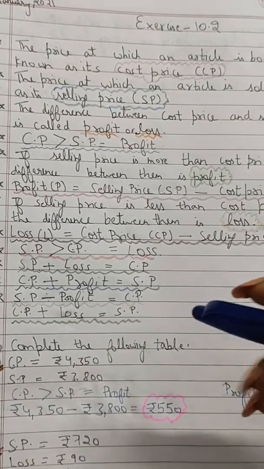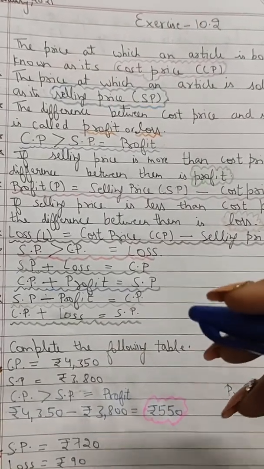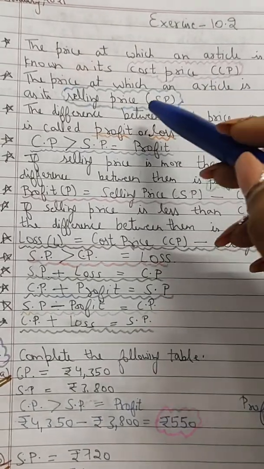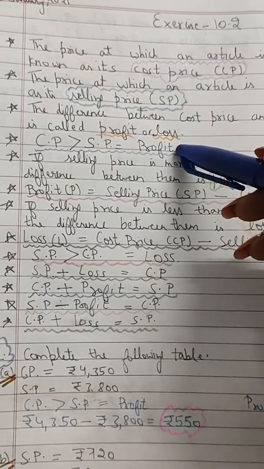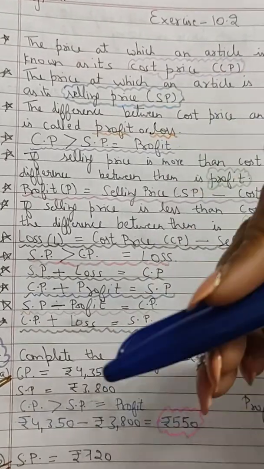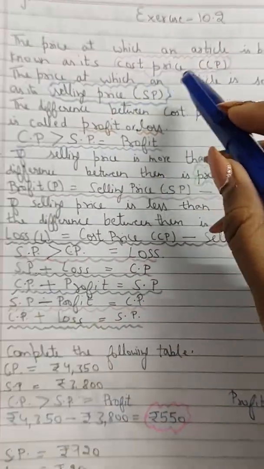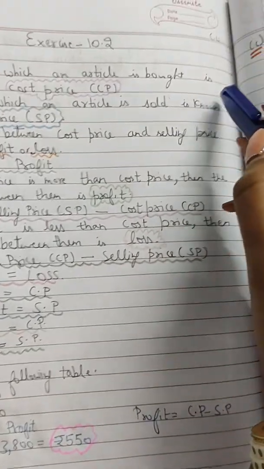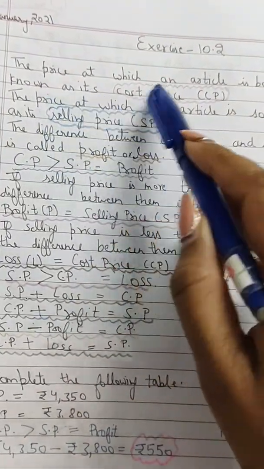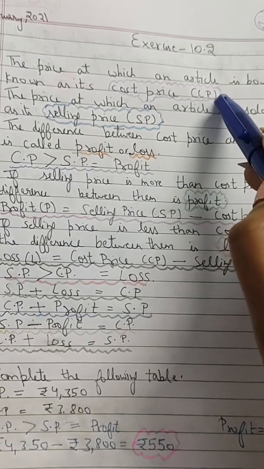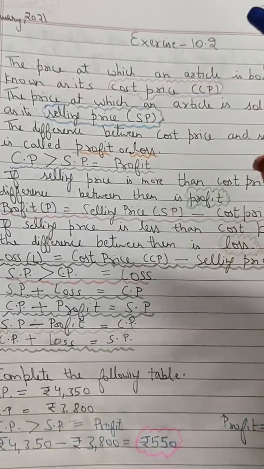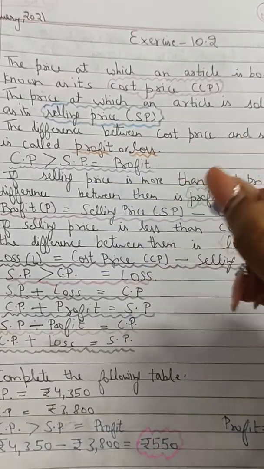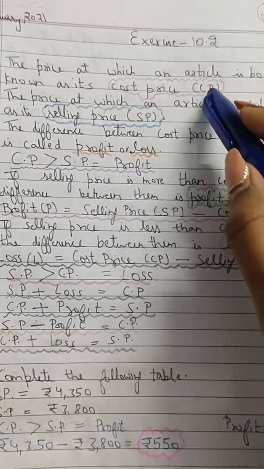Okay, so here first thing that I want to mention, that this cost price and selling price is for the shopkeeper, not for us. So the price at which an article is bought is called the cost price. We can call it CP also. So here if the shopkeeper is buying an article from the factory, the price at which that article is bought, we call the CP.